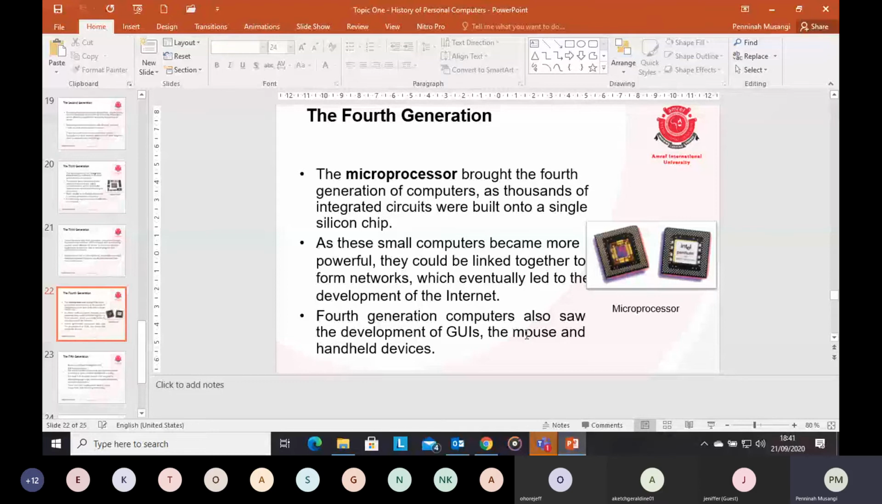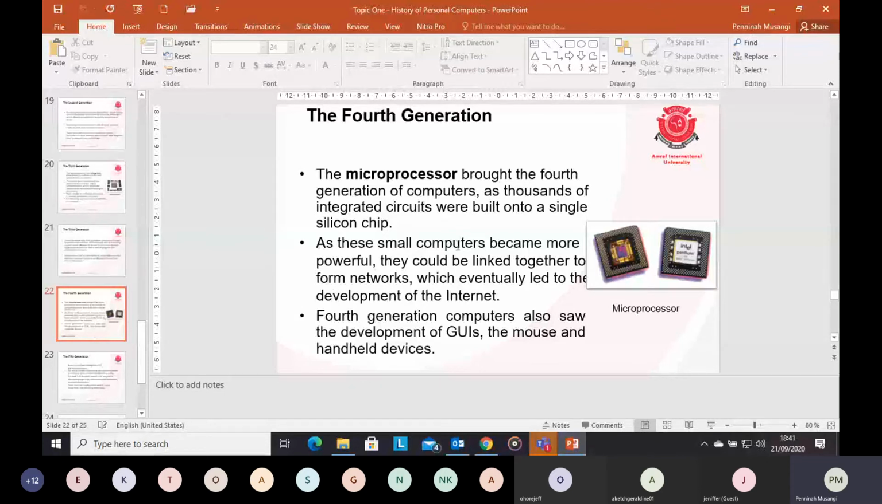So if you look at what we have discussed between the second and the third generation, many transistors were built on a silicon chip, and that became an integrated circuit. Now moving on to the fourth generation, many integrated circuits were built onto a silicon chip to make what we call a microprocessor. So you see there were inventions. People were looking at how to improve the circuitry, how to improve the memory, and many things.